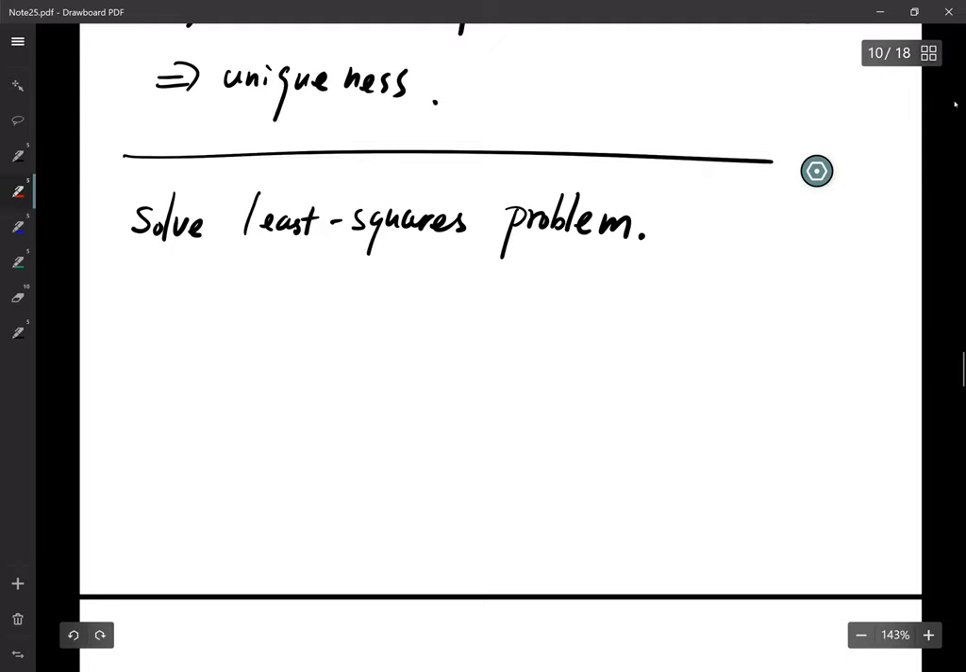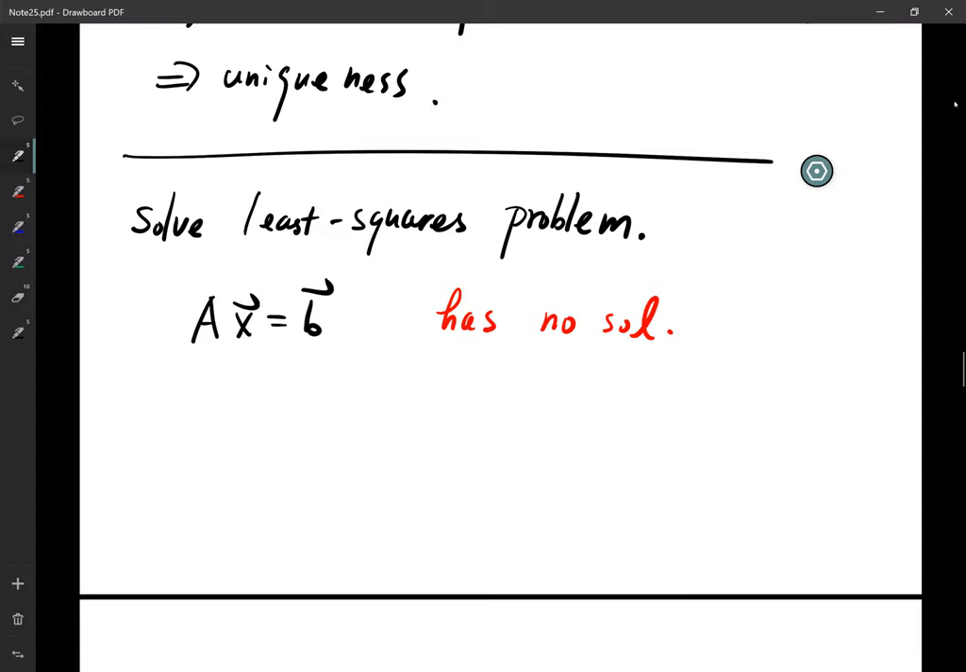So what does it mean? We want to solve AX equals B. Maybe it's because I have way too many rows in the matrix A compared to the number of columns, or some other reason, that it has no solution. What does it mean? It kind of means the following. AX is a vector in the column space of A. It's just a linear combination of the columns of A. And this one is the target vector, which is B.